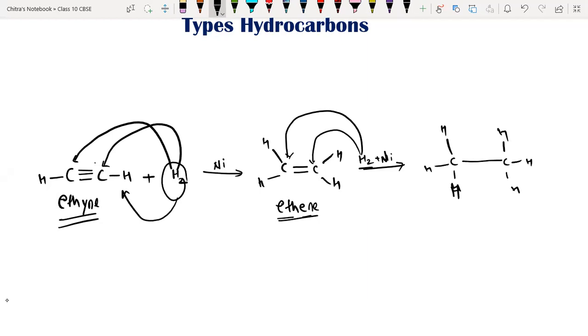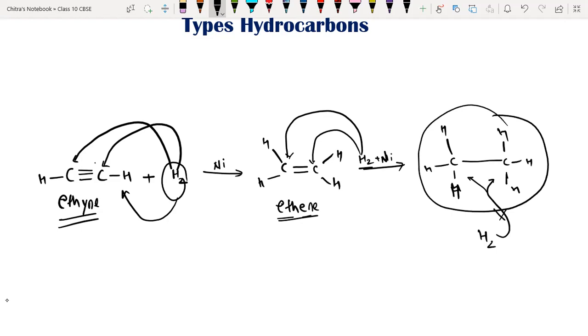If suppose Samarth wants to add 1 more hydrogen molecule over here, is Samarth going to attach more hydrogen atoms here? No, sir. That means that hydrocarbon is now saturated.